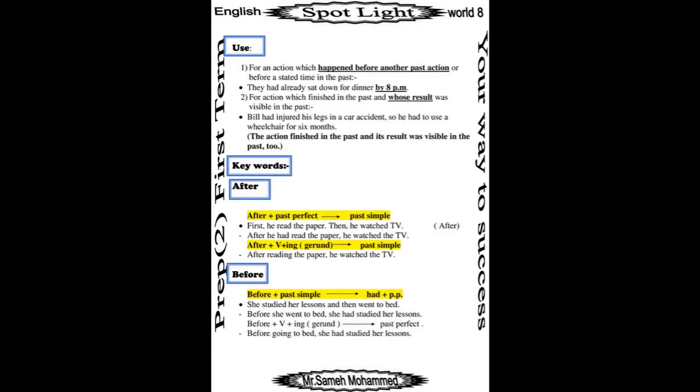We have keywords of past perfect. After. If you wanted to use after, we have to mention the rule of after. The first rule, after plus past perfect, had plus past participle, and past simple, the second form of the verb. For example, first he read the paper, then he watched TV. In this example, I want you to use after.